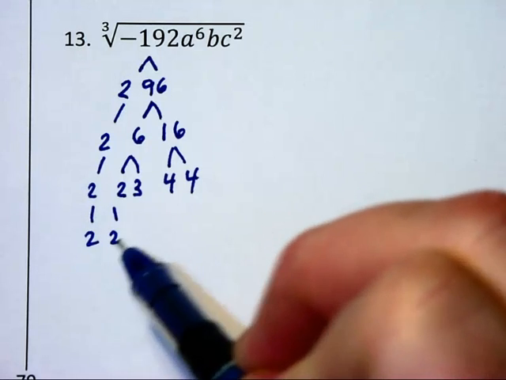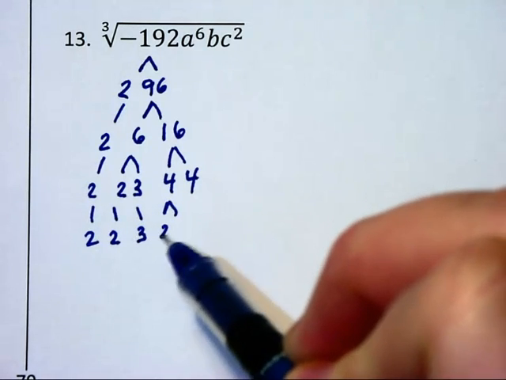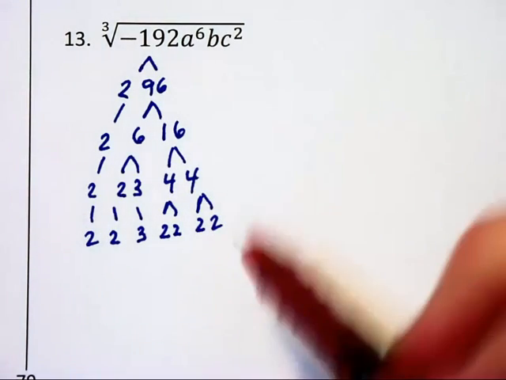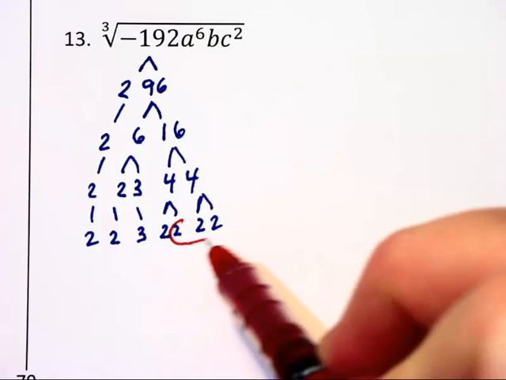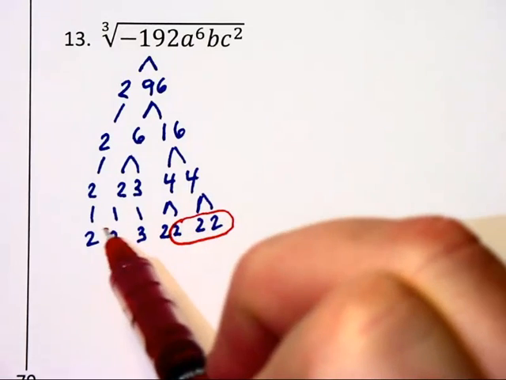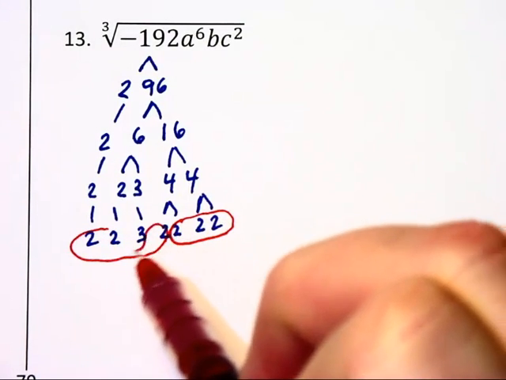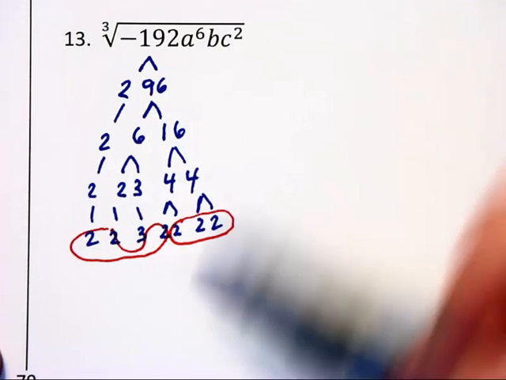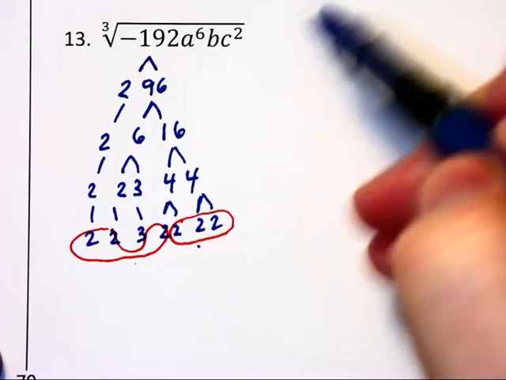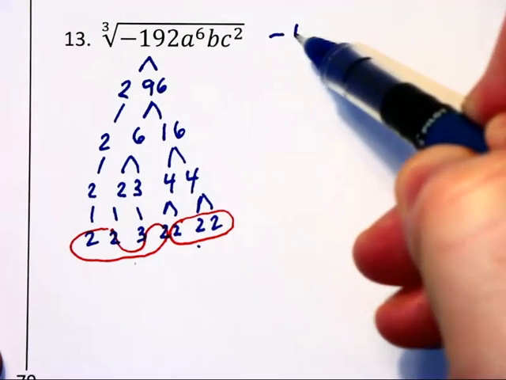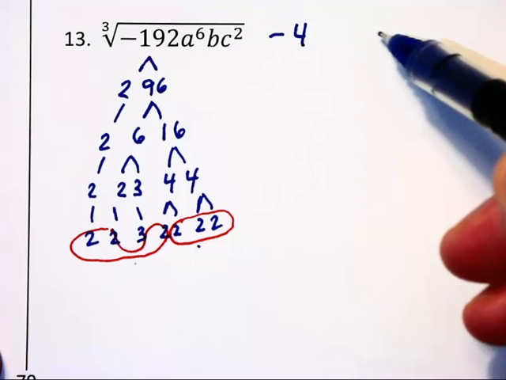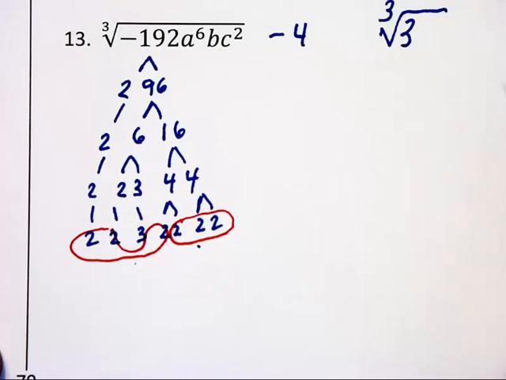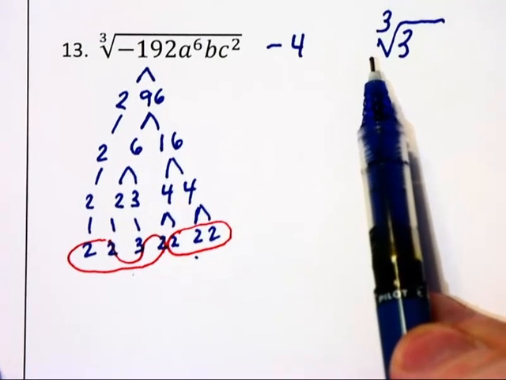So 2, 2, 3. Couple more 2's, and then a couple more 2's again, and I'm looking for 3 of a kind, and I've got one 3 of a kind with these 3 2's, and I've got another 3 of a kind with those 3 2's. So altogether I've got a 2 times 2 coming out with the negative, so we'll have a -4 on the outside, leave a little space, we'll have a cube root of the 3 left over, and don't forget that index there.